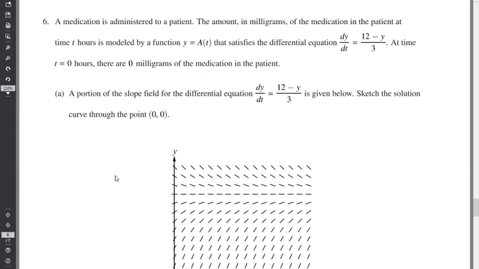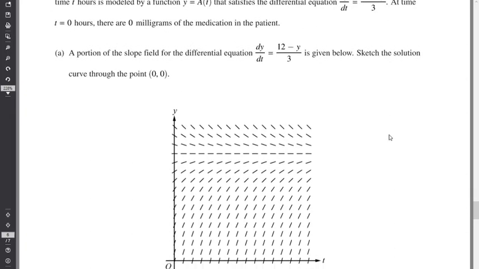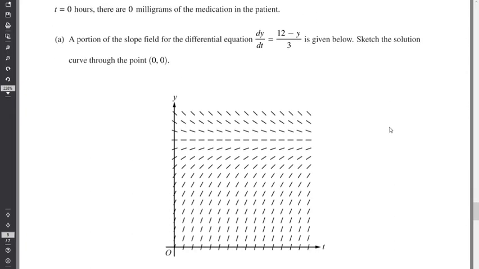So this has a couple tricky parts to it, but also a couple parts that should have been pretty doable. So first of all, a portion of the slope field is given. Sketch the solution curve at the point 0, 0.